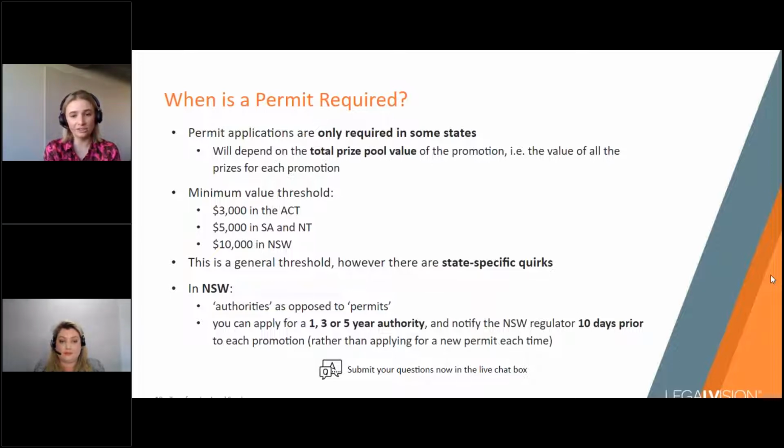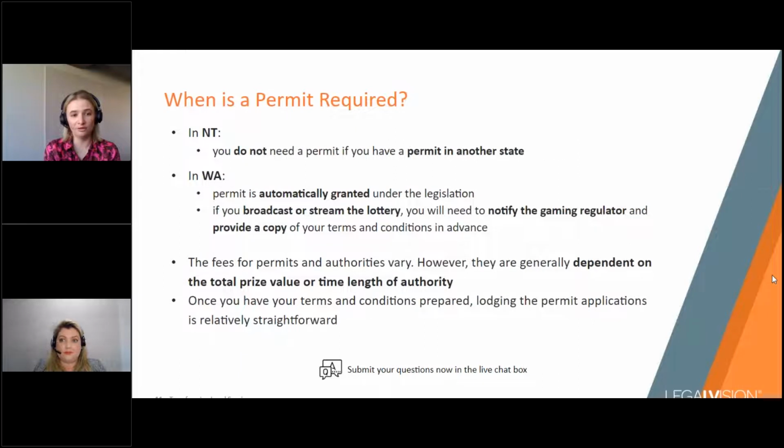In the Northern Territory, you won't need a permit if you've obtained a permit in one of the other states. So it's sort of a mirror provision. And in WA, a permit is automatically granted under the legislation. However, if you do look at live streaming or televising the draw for the lottery, you'll need to notify the gaming regulator in advance and provide a copy of your terms and conditions.